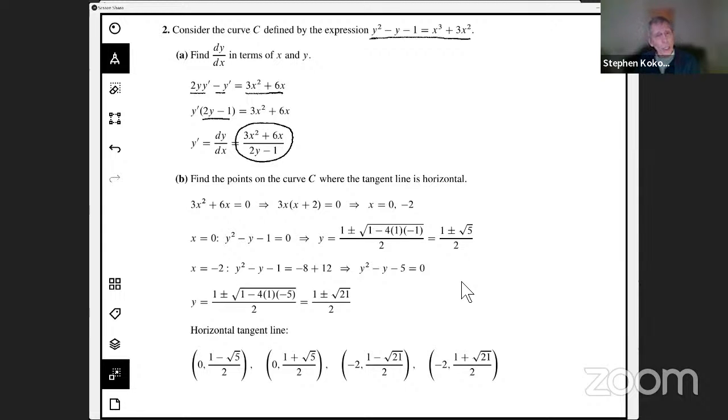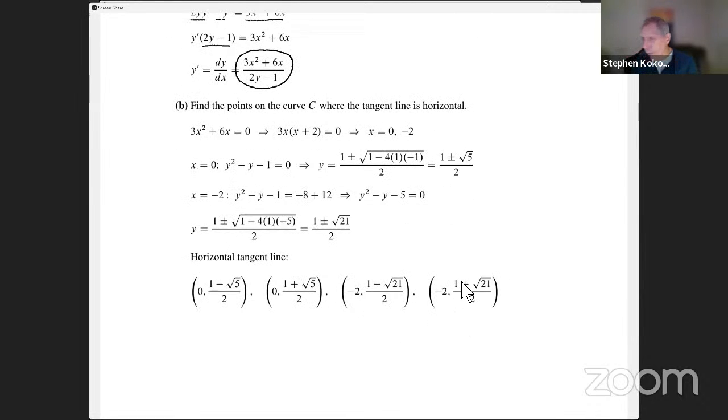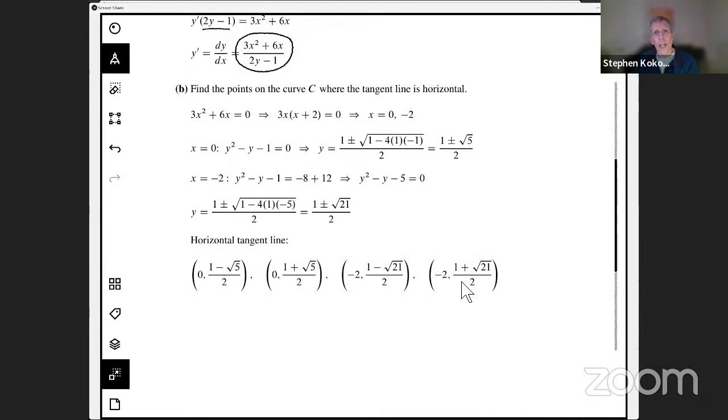Now, there was a question, I believe last year or the year before, where they did this sort of thing. The next thing they asked for was to find the points on the curve C where the tangent line is horizontal. There's some mathematics there, but Curtis, can you tell me what I need to do in general in order to solve this problem? What's the general solution technique to find the points on this curve where the tangent line is horizontal?